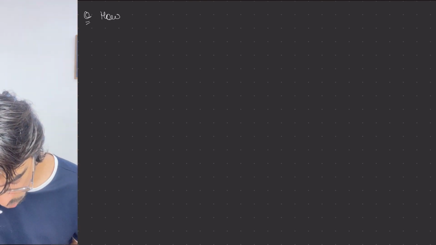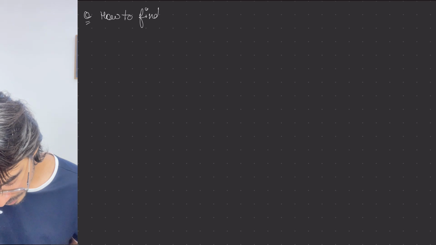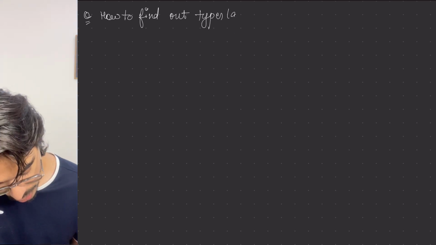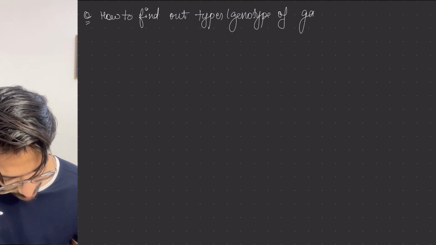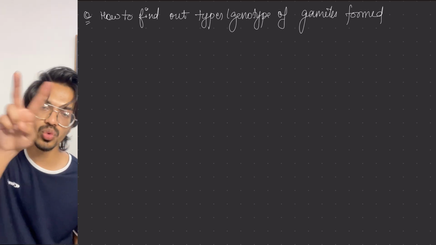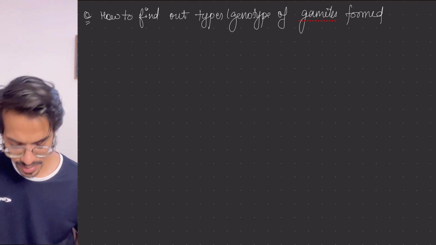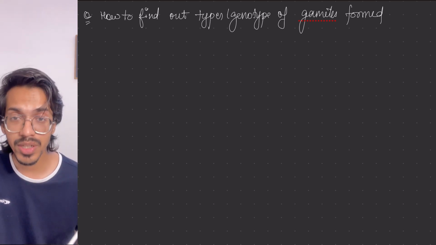Okay, so if they are giving you any dihybrid thing, you will be using the Punnett or Forklin method. Next is how to find out the types or the genotype of gametes formed. Like I said, it will have 2 gametes, 4 gametes, 8 gametes. But how to find it? Let's take an example of a trihybrid cross only.